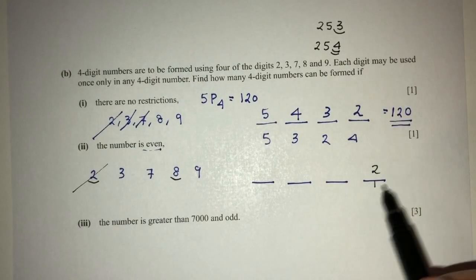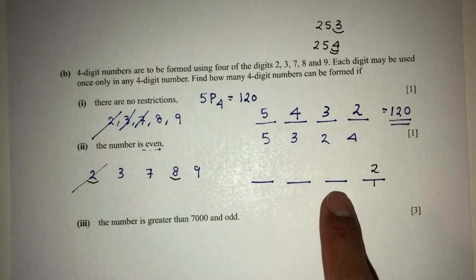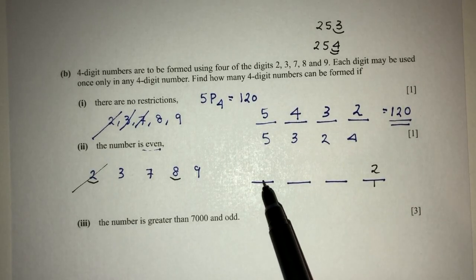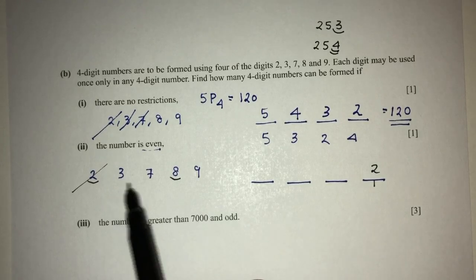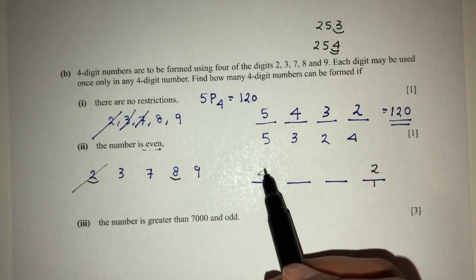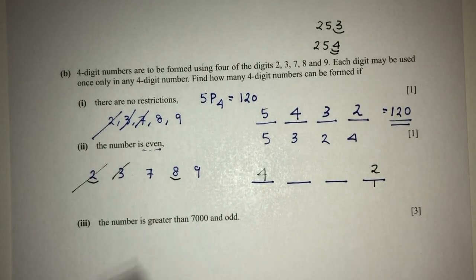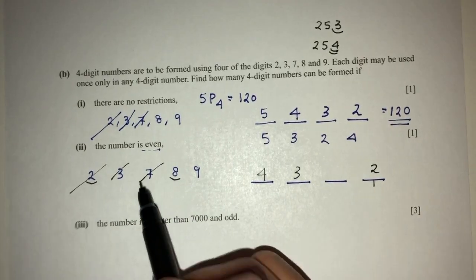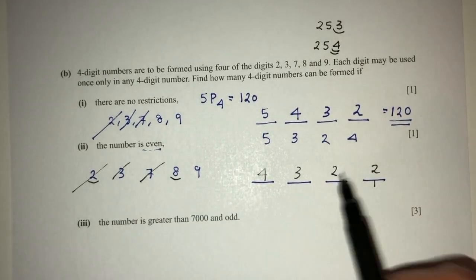Now this condition is met already. For the next 3, we don't really care. So for example here, I will have 4 options. Let's say I choose 3. I will have 3 options for this one, and then we have 2 options for this one.